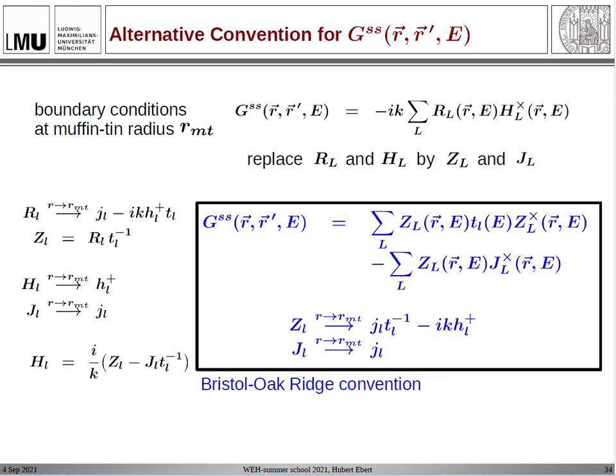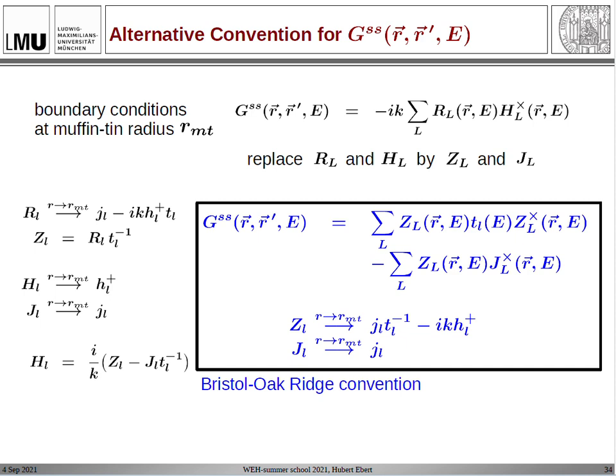Now, before I move on, I introduce here another way to define these single-site Green's functions. So what I talked about so far is, if you want, so to say, a natural representation. This was used in particular by the Jülich group. So in our code, it's typically called the Jülich convention. There is another school of people working in the field, Bristol and Oak Ridge.